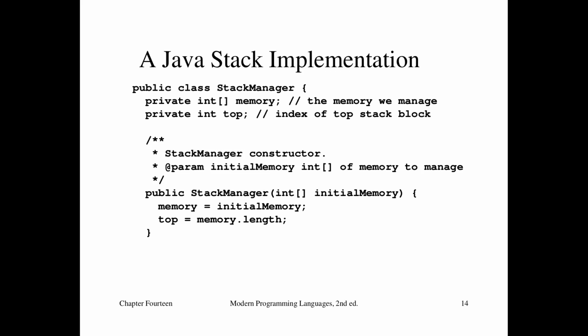So if we were to do this as a stack implementation, we again see what we have. We have a stack manager, which has an integer array of memory, and then we have the current value of top. And then we have the stack manager constructor, which is going to take in the initial memory block, the array of memory, and then we're going to set our top to be the length of the memory, so beyond the last index.